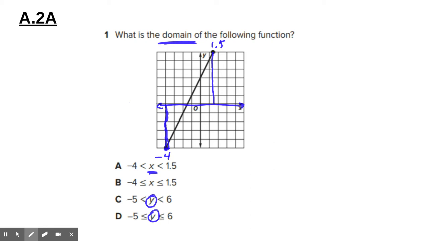And this is another important point. As you can see, this is less than or equal to. So if on the graph it's filled in, we know it's less than or equal to. And that's what these are. They're filled in, so we would need to select B. So if you have a line and at the end it's open, it will just be less than. If it's filled in, it's going to be less than or equal to. Let's look at the next one.